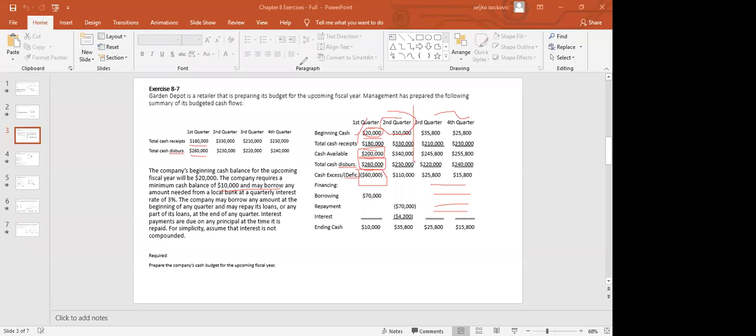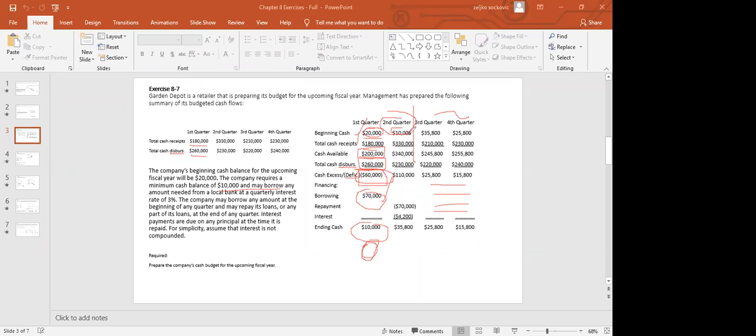So we need to borrow 60 to pay for our expenses, but because we need 10 at the end, we need to add those 10 to 60. So the total borrowing will be 70, right? If we borrow just 60, then we will have here 0. We borrow 60, we get here 0. We pay for our expenses, but we don't have anything left, which we don't want. Okay, so we borrowed 70.